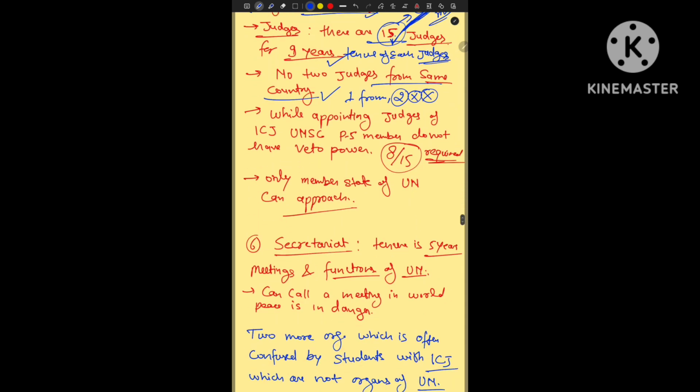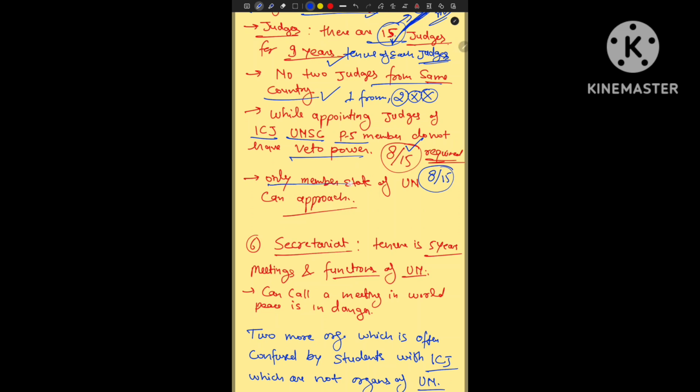While appointing judges of ICJ, P5 countries cannot exercise their veto power. That means in this matter they don't have veto power. They are like other members, with no special power. And while appointing judges, they need only 8 votes. In other matters, the requirement of votes is 9, there must be 9 states. But as far as ICJ judges are concerned, they need only 8 votes.